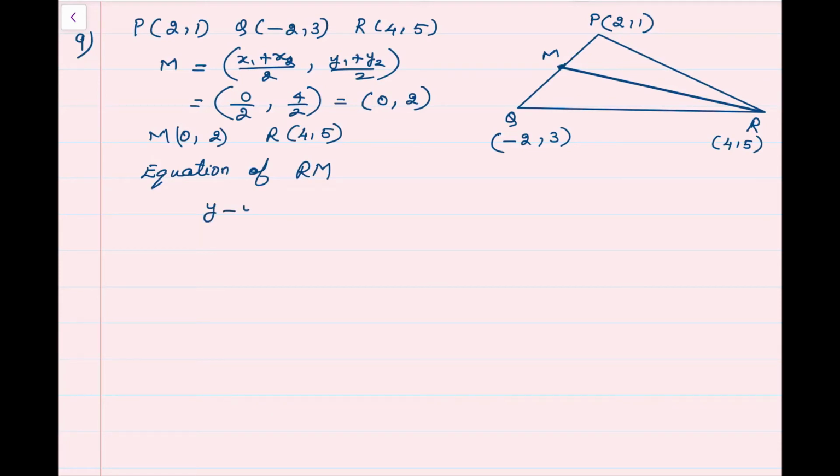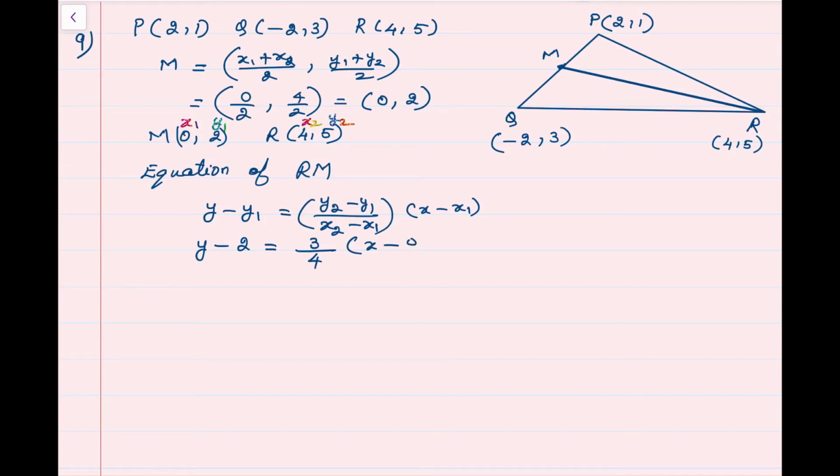We know 2 points, so we will use the 2-point form. The formula is y minus y1 is equal to (y2 minus y1) divided by (x2 minus x1) times (x minus x1). We will take M point as (x1, y1), R point as (x2, y2). Therefore, y minus 2 is equal to (5 minus 2) is 3 divided by (4 minus 0) is 4, times (x minus x1). x1 is 0. We will multiply by 4. 3x minus 4y plus 8 is equal to 0.